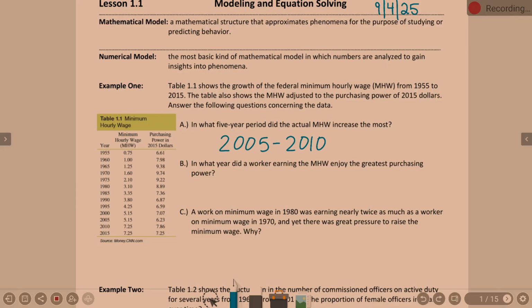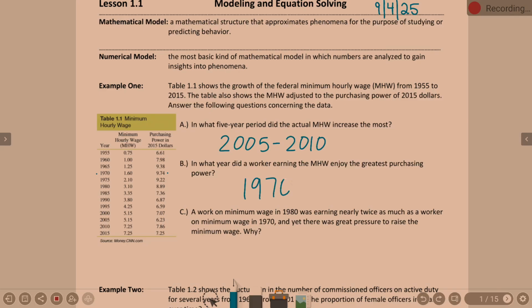B. In what year did a worker earning the minimum hourly wage enjoy the greatest purchasing power? 1970. Right? Maybe. So, would a higher number be better or a lower number be better? What is purchasing power? Well, in this question, they're just asking the greatest purchasing power. Oh, okay. So the greatest purchasing power is in 1970, because the greatest purchasing power there was $9.74.